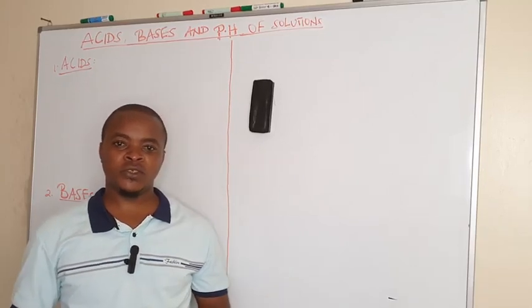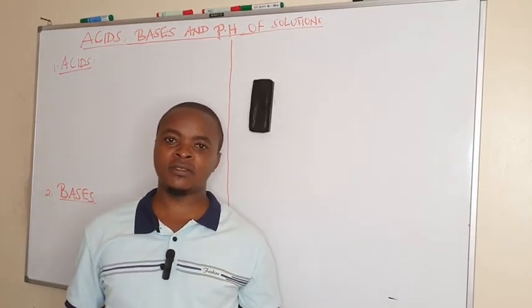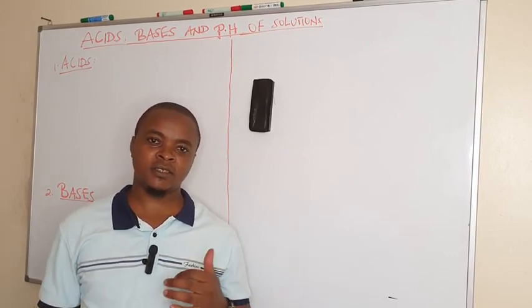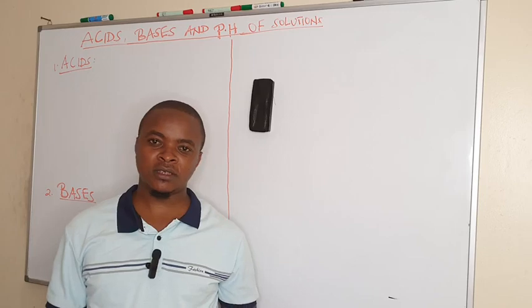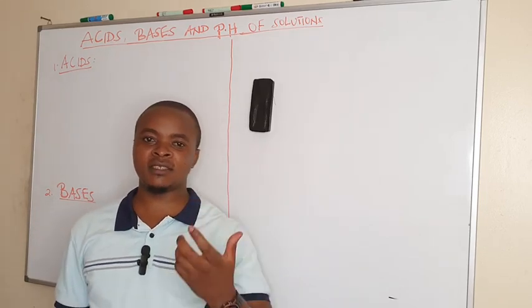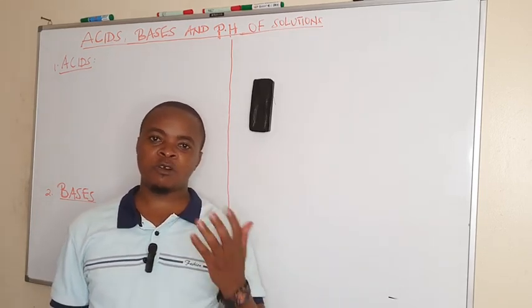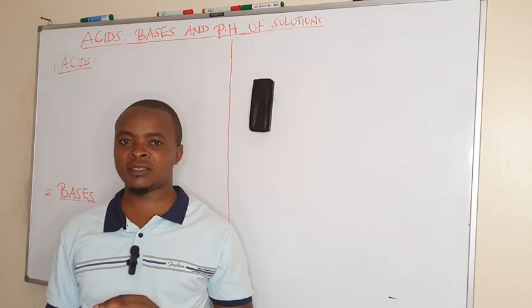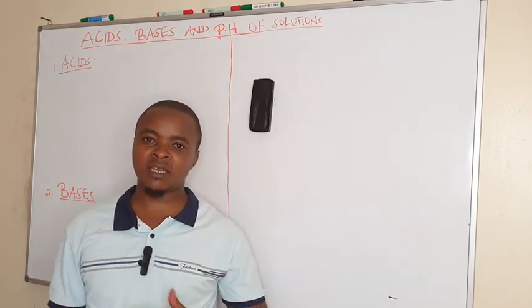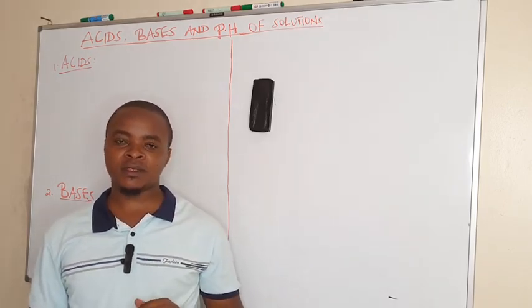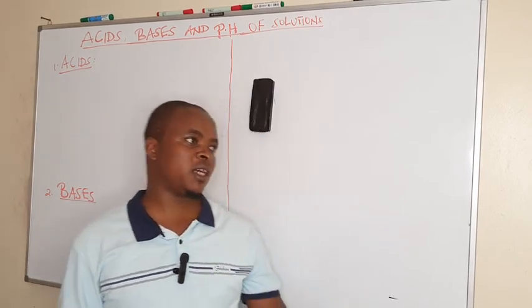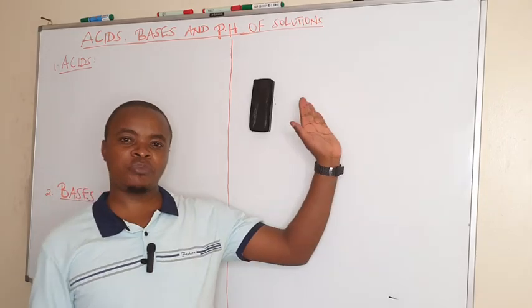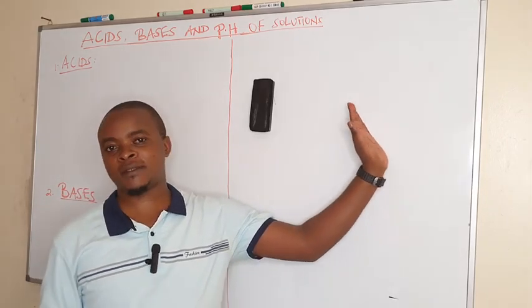Today we want to discuss acids, bases, and pH of solution. I want to look at what an acid is, the properties of an acid, then examples of strong and weak acids, the same headings under bases. Then we shall end this video by looking at a calculation of pH of solutions.